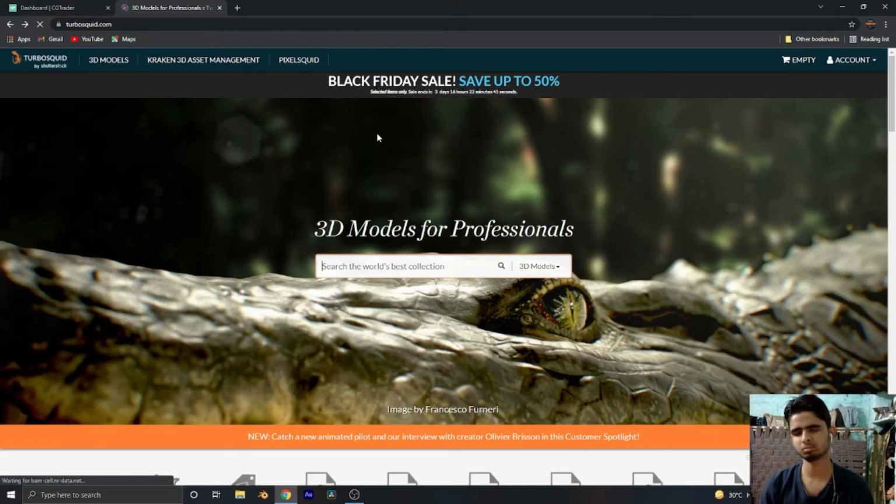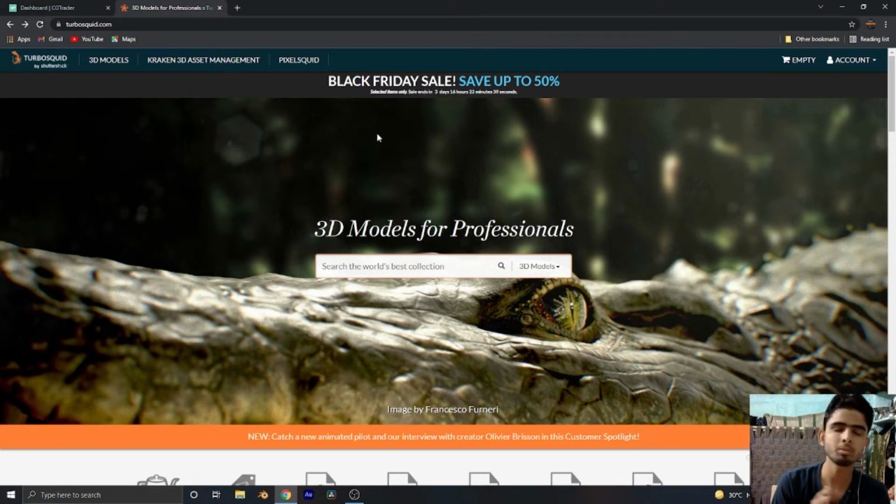But there is a minor difference between CG Trader and TurboSquid. TurboSquid provides you a 50% royalty per project, and when you reach the Diamond level seller, you can earn a 60% royalty from TurboSquid. TurboSquid is the most popular platform in the world for selling 3D models.